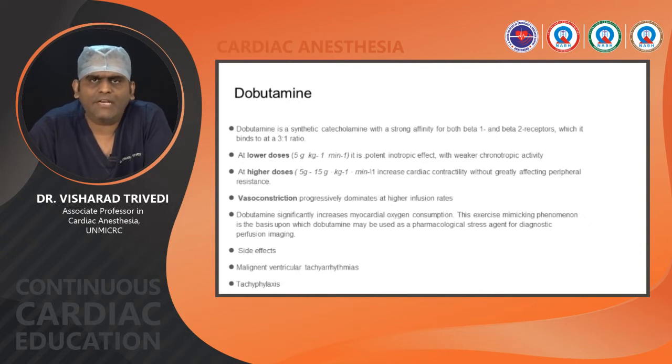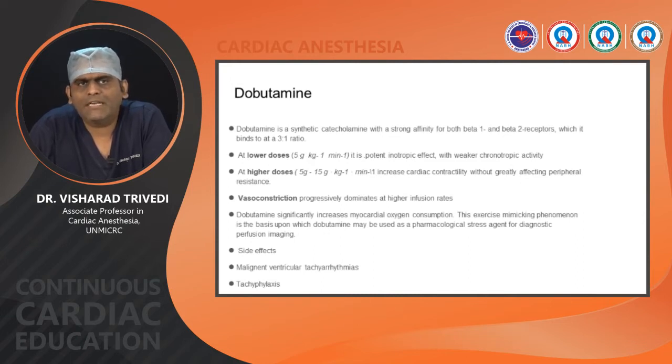At higher dosage, from 5 to 10 mcg per kg per minute, it will increase the cardiac contractility, so an inotropic effect without greatly affecting the peripheral resistance. Vasoconstriction progressively dominates at higher infusion rates. So at low doses, it will act through beta 1 receptors causing inotropy and chronotropy, and at a little higher doses, it will cause beta 2 receptor stimulation, causing vasodilatation. At very high doses, it will also be a vasoconstrictor.